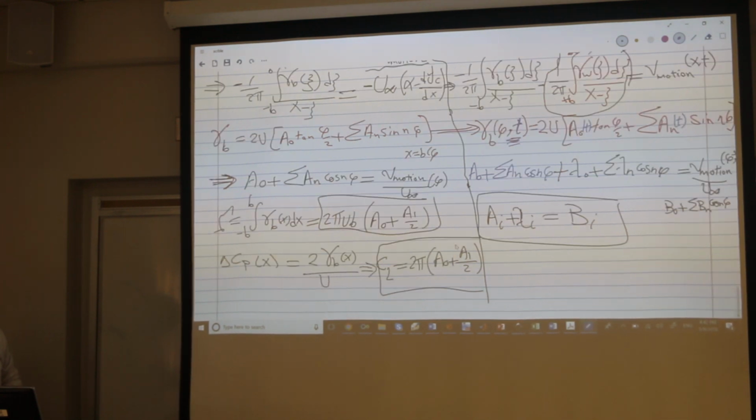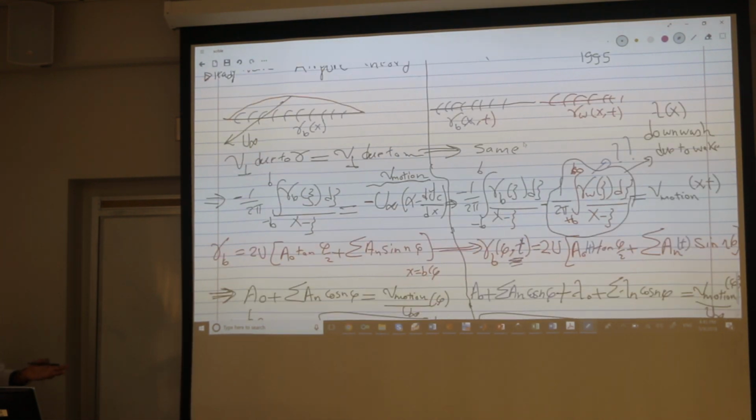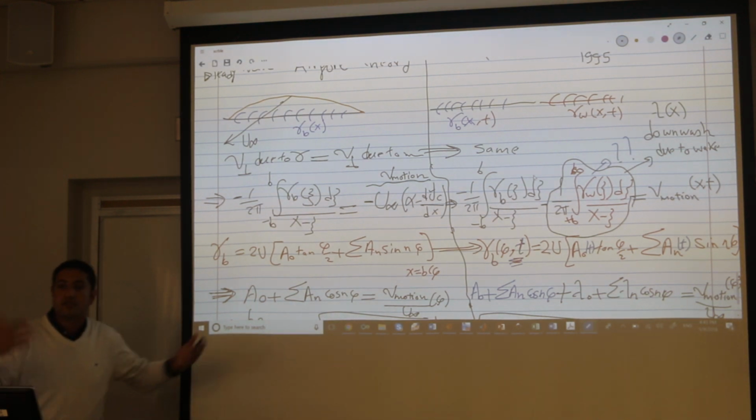So that's okay. Just keep in mind that we have no means to directly get the coefficients of the bound circulation, unlike the steady case. So we need additional information. Of course, because so far, what did we do? We just exploited the no penetration boundary condition, which by itself is not sufficient. We need conservation of circulation, the law, or the Kutta condition, something more, right?